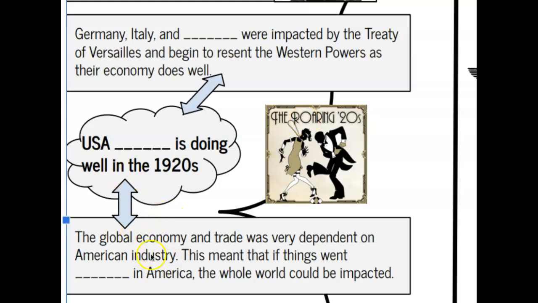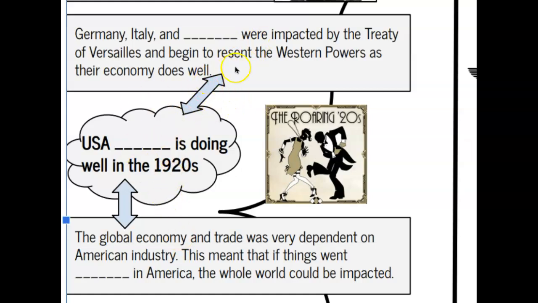So I'm actually going to move to this bottom box down here that talks about the global economy. Remember, when we talk about economy, we're talking about industries that have to do with money. The global economy and trade was very dependent on American industry. Really think about industry as manufacturing and processes. Since things were going really well in America, that means that if things went badly in America, the whole world could be impacted by an economic downturn. They really were the global linchpin of all economic opportunity.